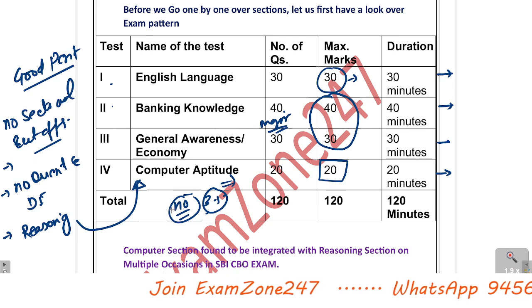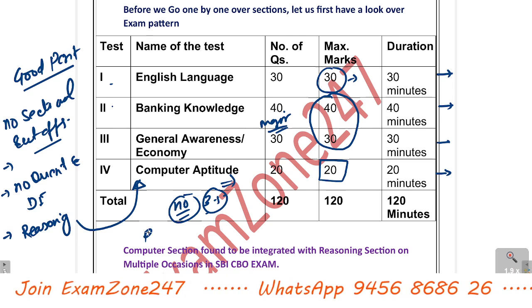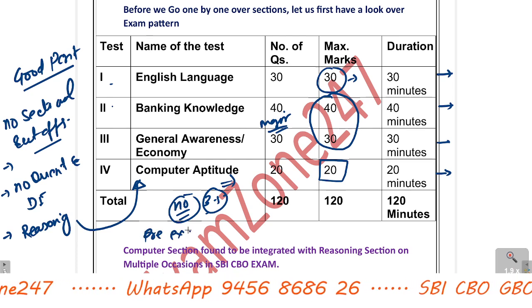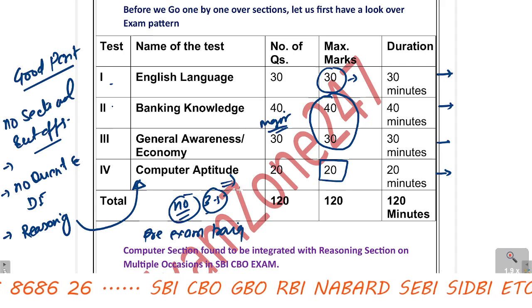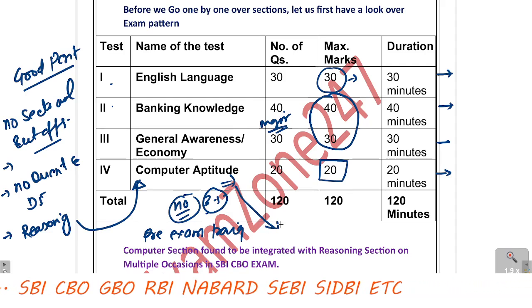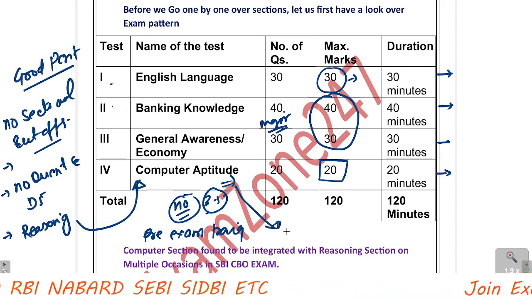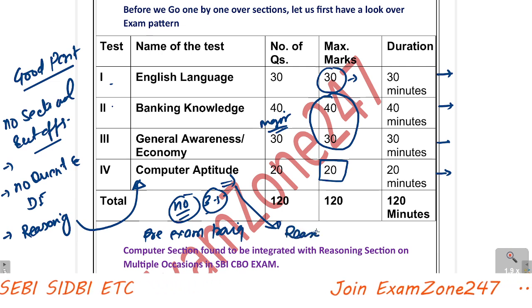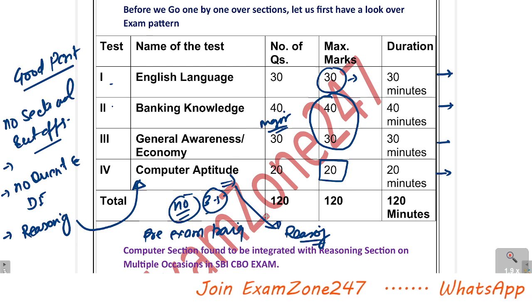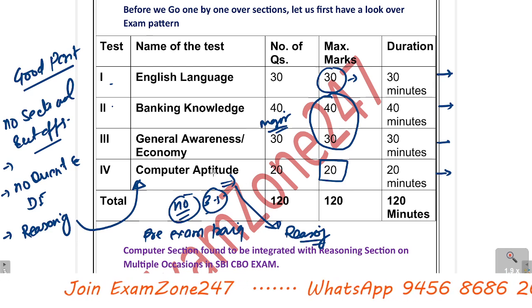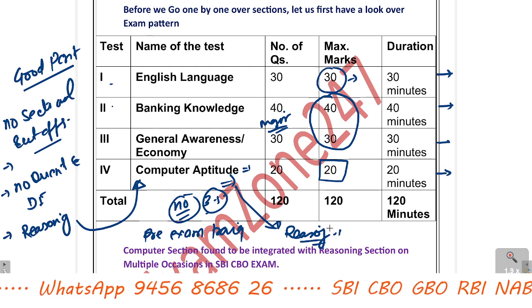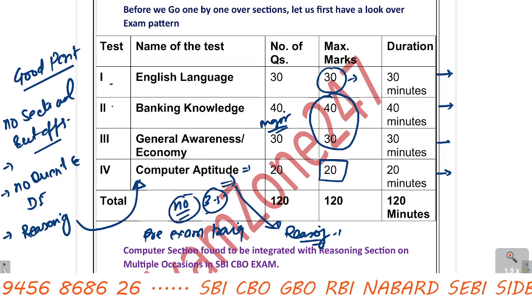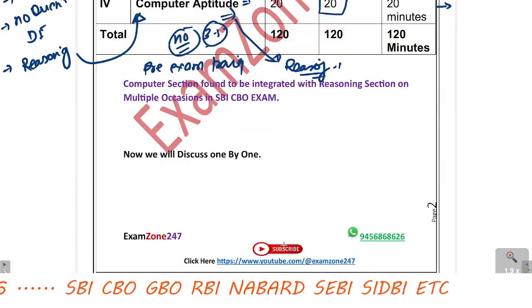Okay, in the pre-exam training, they also set the questions under computer aptitude as reasoning. We do not know why they are asking it as computer aptitude, but the questions are actually of reasoning. So now we come to see the next part.